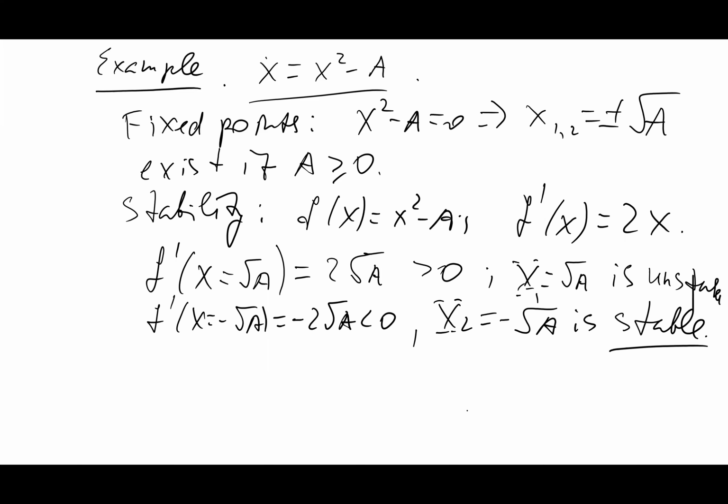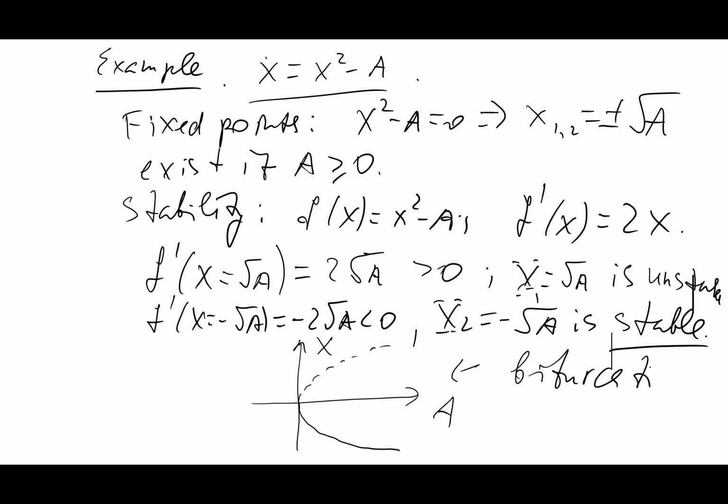And the bifurcation diagram looks like this. This is x, this is a. We have two fixed points, they exist when a is positive, plus square root of a is unstable, and minus square root of a is stable. So this is the bifurcation diagram. We now already know that this kind of bifurcation is called fold bifurcation.